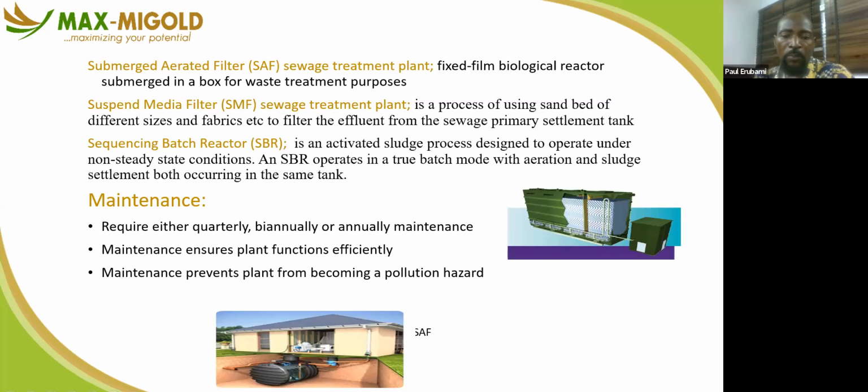Then what are the maintenance tasks that you perform on your sewage system? It can be quarterly, biannual, or annual maintenance. Maintenance ensures plants function efficiently, and maintenance prevents plants from becoming a pollution hazard. The kind of maintenance you perform is that you can remove your pumping machine, clean all the seals, clean all your valves, clean all the shafts and all those things. So those are the kinds of maintenance activity you can perform on your sewage treatment plant. And at times you can clean off your screen because you can have accumulated dirt that has stuck to the wall of the screen.